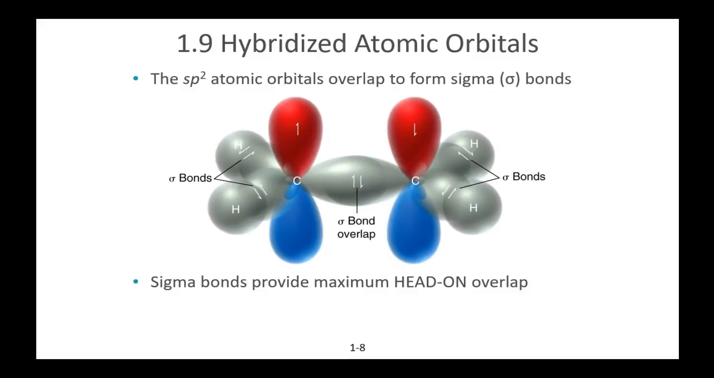Whenever we have a single bond, we can say definitively that any single bond must always be a sigma bond. Sigma bonds are generally the strongest type of bond, as they have the maximum overlap between the orbitals. In general, the less overlap you have, the weaker the bond.